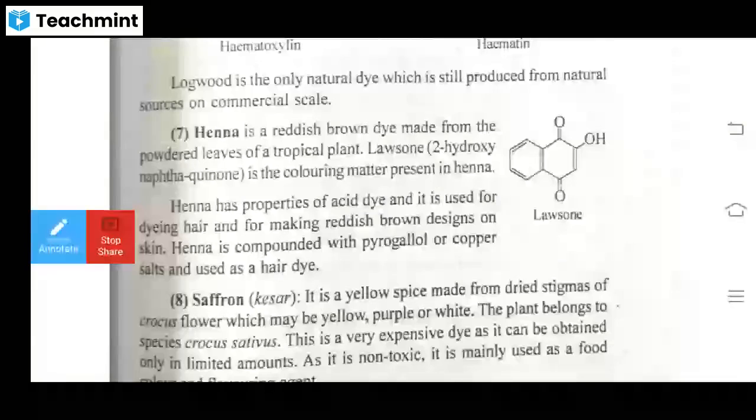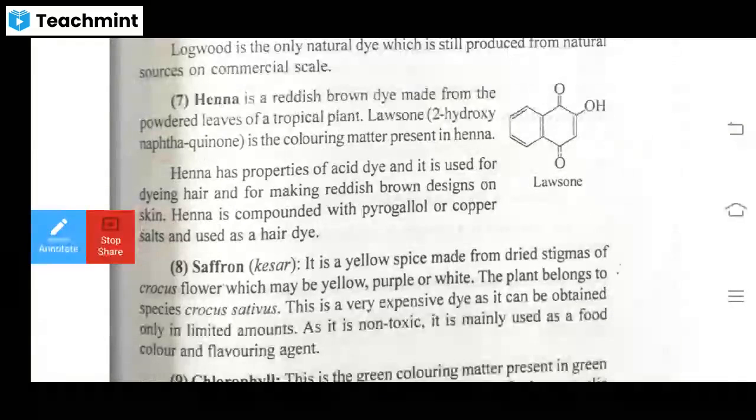Next is the henna, means the mehendi. Okay, so henna is one of the plant, botanical plants, reddish brown dye colors. Okay, and found in the powdered leaves of the tropical plants. It has the property of being an acidic dye. It is mainly used in India for the dyeing of the hair and for making the reddish brown design on the skin, on the hands, on the marriage ceremonies or any ceremonies.